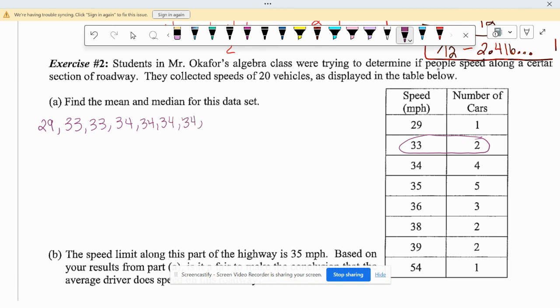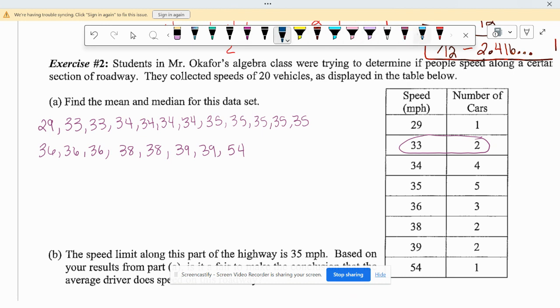I had 5 cars traveling 35. I had 3 cars traveling 36. I had 2 cars traveling 38. 2 cars traveling 39. And I had someone running really late for work, and they were traveling 54 miles per hour. So there are 20 data points.